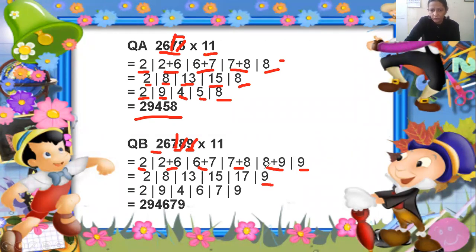8 plus 9 you have to solve, you will get 17. Put the slash, write down 17. 8 plus 7 you will solve, you will get here 15. Put the slash, write down 15. 6 plus 7 you will solve, so you will get here 13. You will write down here 13. 2 plus 6 you will solve, you will get 8. You will write down 8 here. Now 2 you will write down as it is.